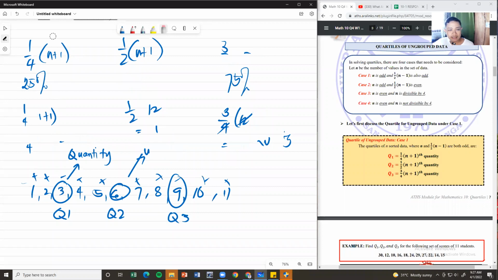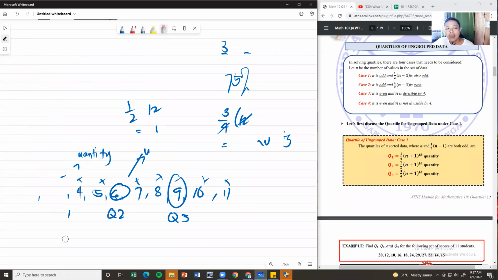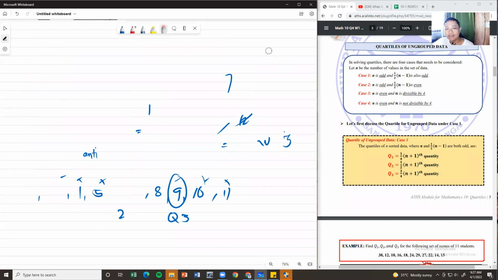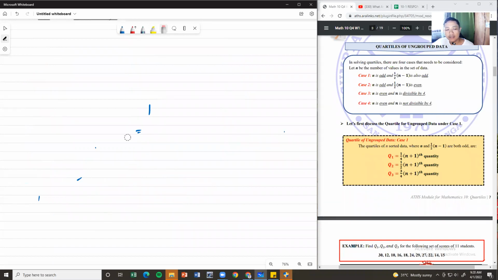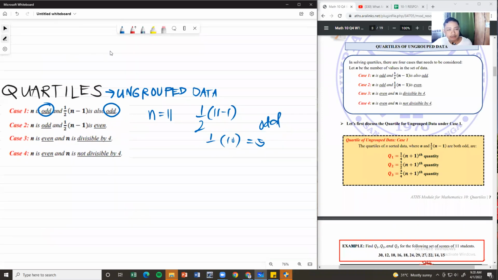Now let's have the next case. What if after identifying that it's, wait lang, let me just erase all this. Okay. So what if we are done?